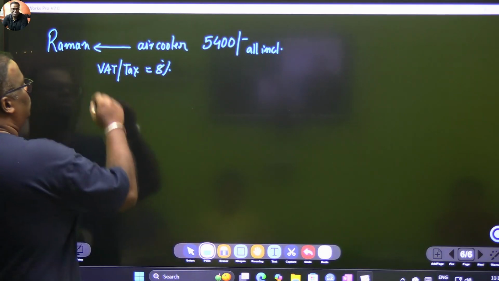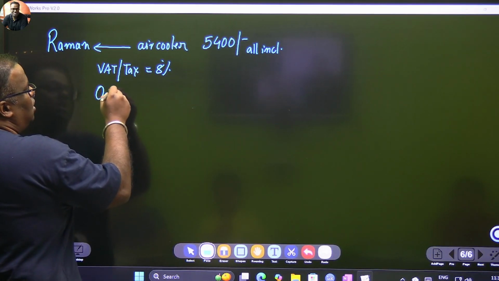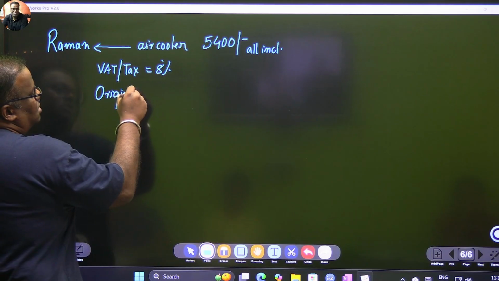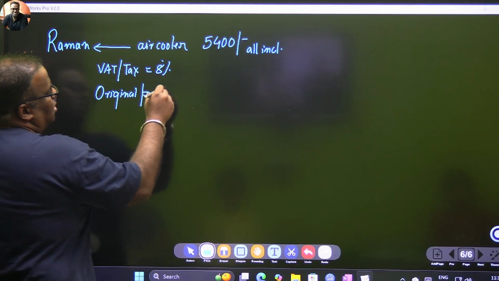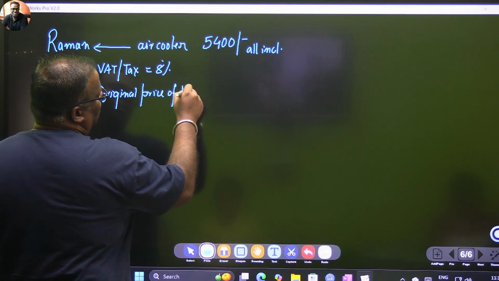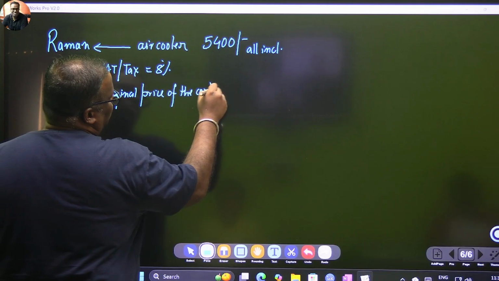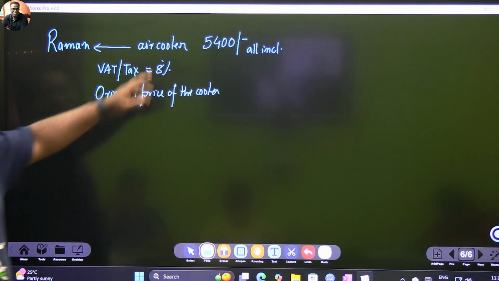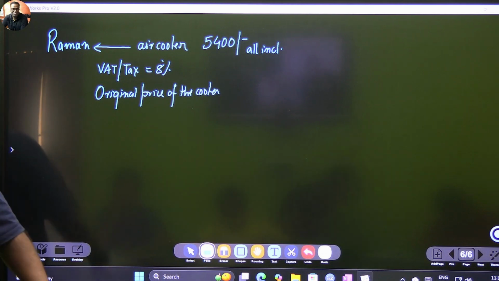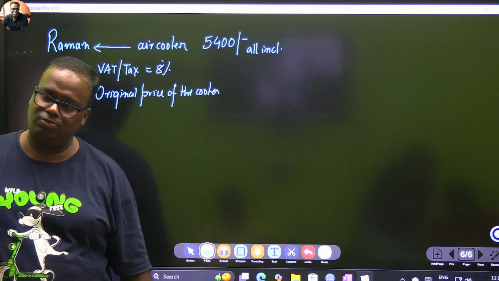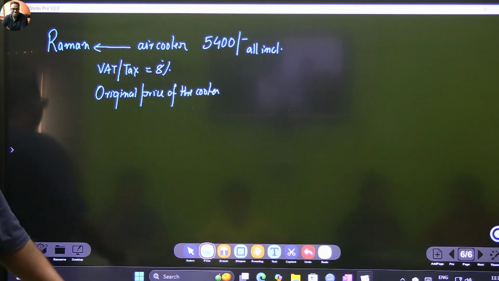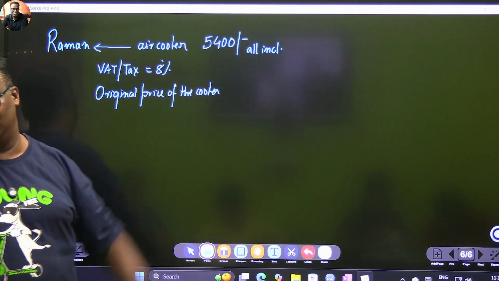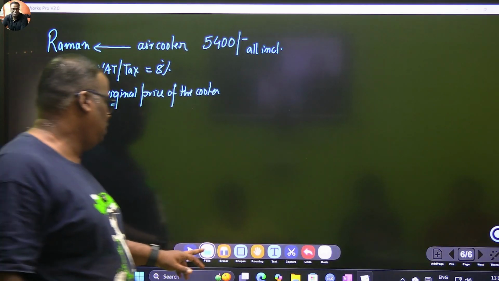They've asked you, what is the original price of the cooler? So typically, same question. Instead of cooler, my example was with burger. Now Raman is buying the cooler for 5,400, but whenever you buy, you have to pay a tax. A tax of 8% is included out here. So we have to find it. So how will the bill be looking?